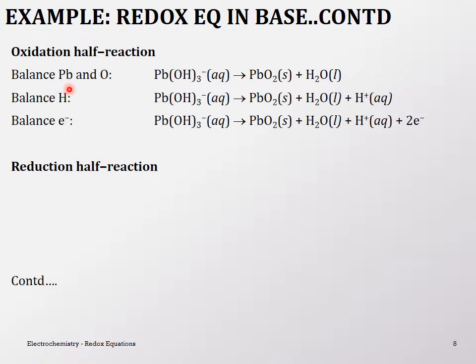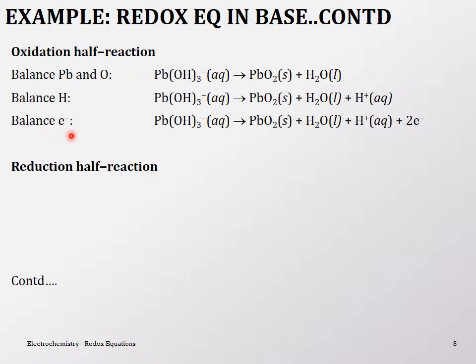We balance out the lead and the oxygen. Lead here is going from lead hydroxide ion to lead oxide, and so lead is already balanced out. Oxygen, we have 2 here and 3 here, so we need to add 1 molecule of water to balance out the oxygen. Then you balance the hydrogen. There are 3 hydrogens over here. We added 2 for the water, and so we had to add 1 more H plus in order to balance out the hydrogen. So now we have 3 hydrogens here, and pretty much everything is balanced out now.